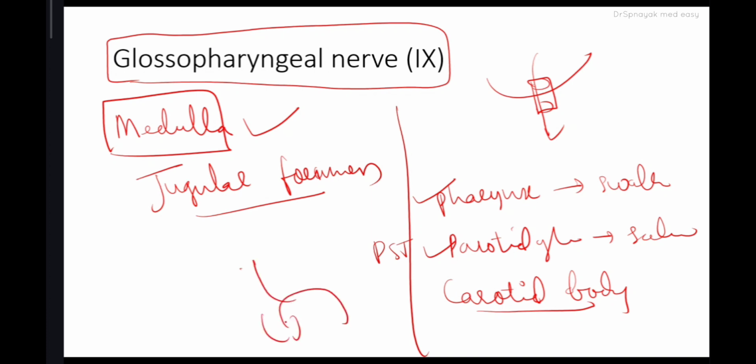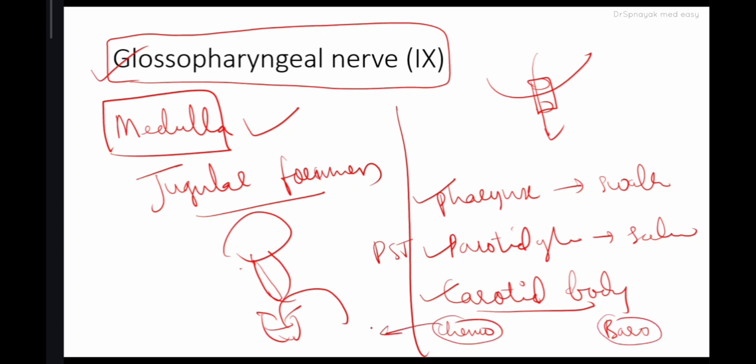Carotid arteries send blood perfusion to the brain from the systemic artery. Just imagine this is the heart. From the systemic artery, carotid arteries come and supply the brain in the upper part of the skull. In the carotid artery we have carotid bodies, and the glossopharyngeal nerve innervates the carotid body. In the carotid bodies we have two types of receptors: chemoreceptors and baroreceptors. Chemoreceptors regulate the blood pH, the oxygen concentration and carbon dioxide concentration in the blood, and baroreceptors sense the blood pressure.